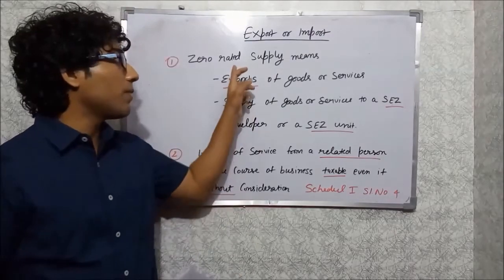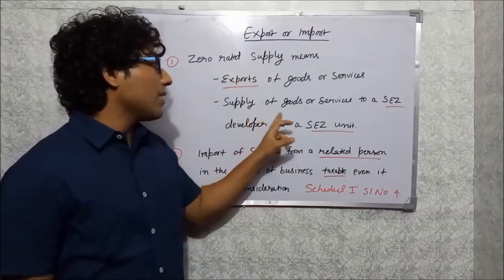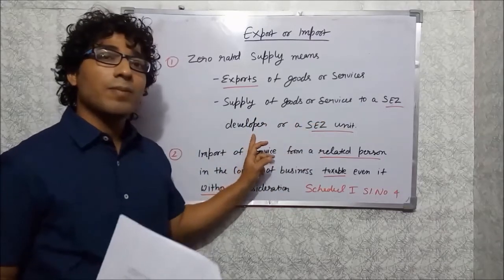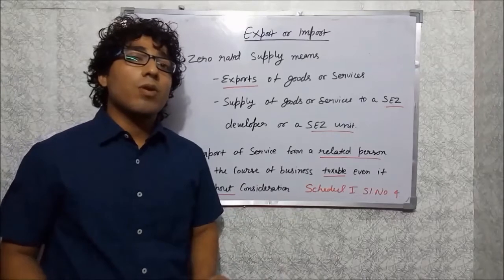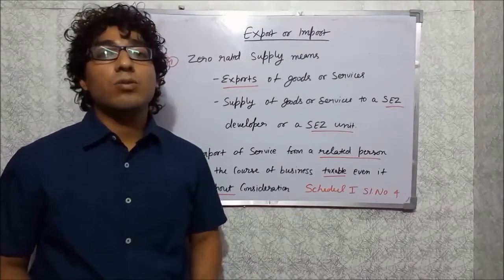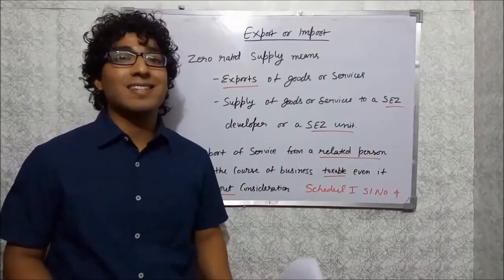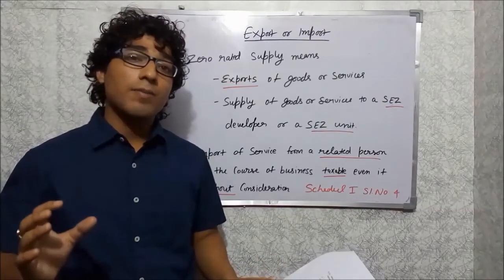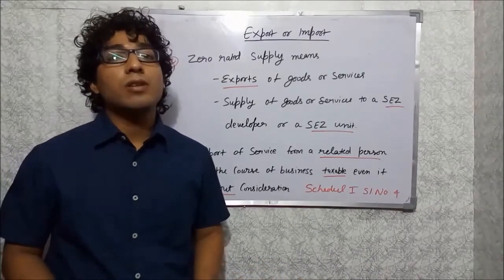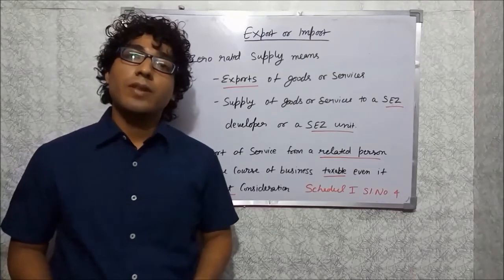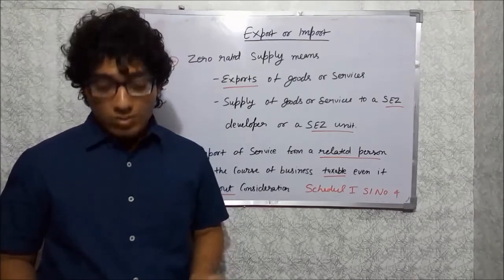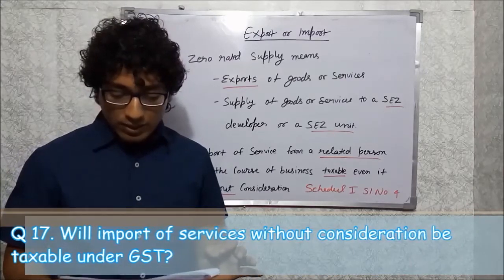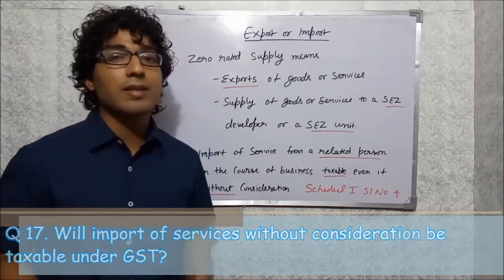And the zero rated supply also means the supplies of goods or services to a SEZ unit or the SEZ developer. So if you sell or supply the goods or services to the SEZ unit or the SEZ developer, which is within the boundary of India, it will also be zero rated under the GST. And the second question is related to the imports. It says, will import of services without consideration be taxable under GST?